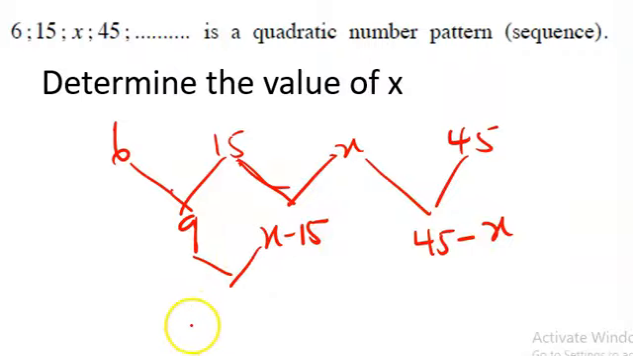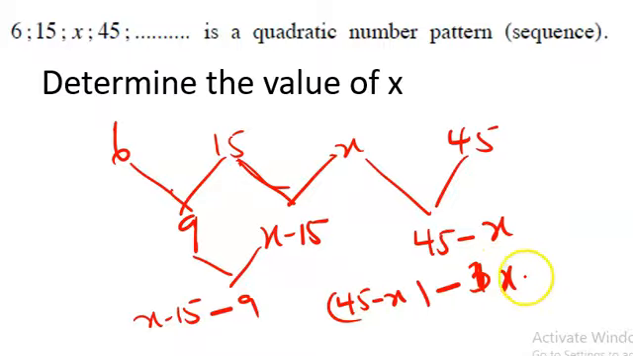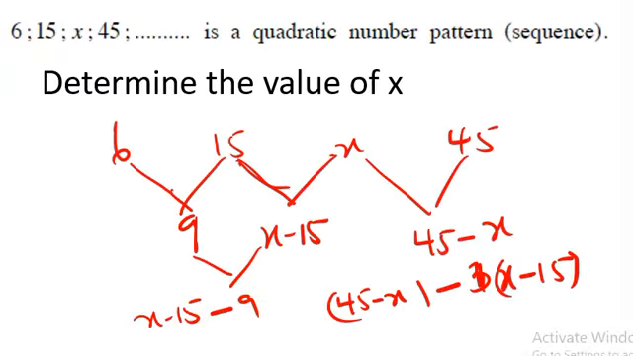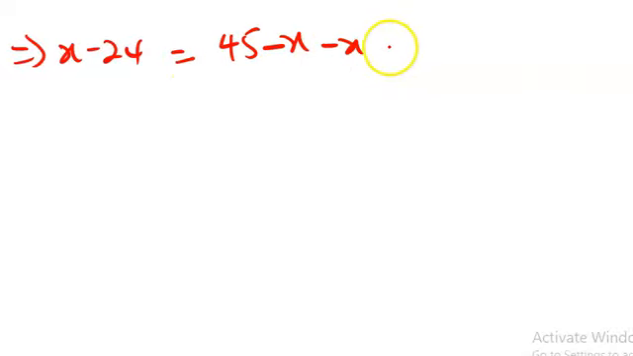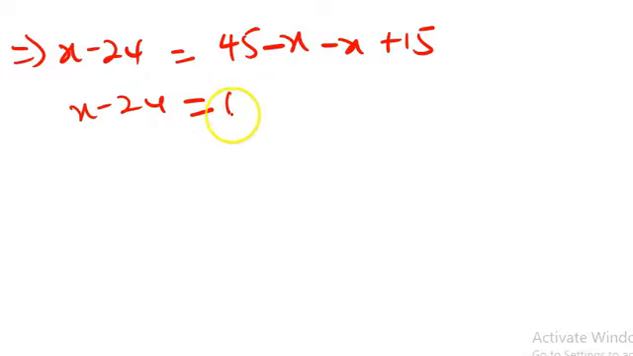So we need to find the next difference. So x minus 15 minus 9. Then this one will be 45 minus x minus x minus 15. So let's put them in brackets. Now for a quadratic number pattern, the second differences are always the same. So we are going to equate this and that. When we simplify, you are going to get x minus 24 is equal to 45 minus x plus 15. So x minus 24 is equal to 60 minus 2x.